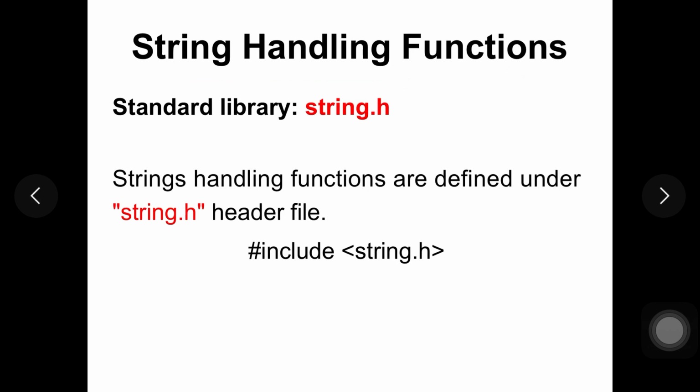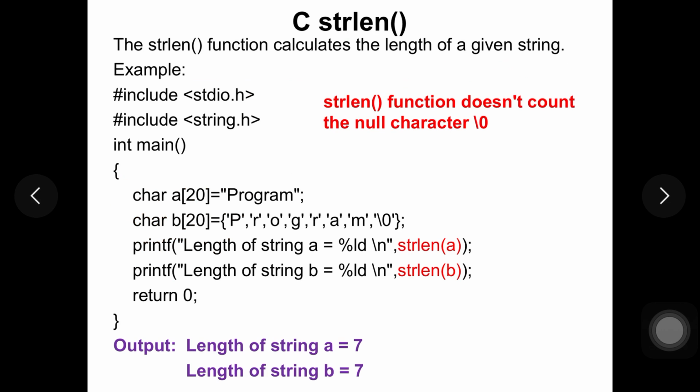What are string handling functions? The first string handling function is strlen. What is this strlen? It is called the C string length function. This function calculates the length of the given string. Now we'll consider one example and see how it calculates the length of the given string.